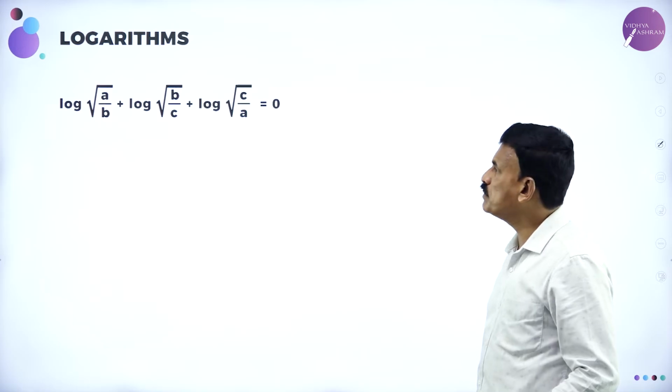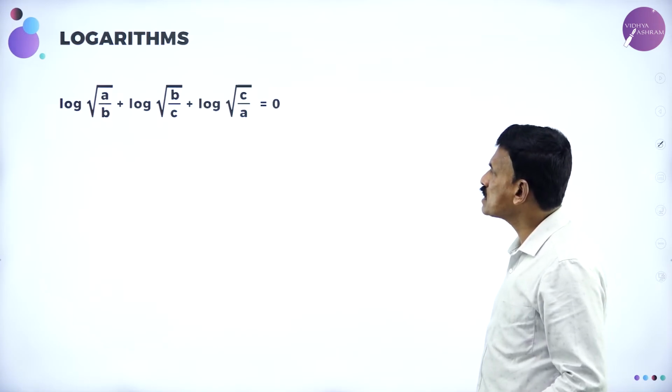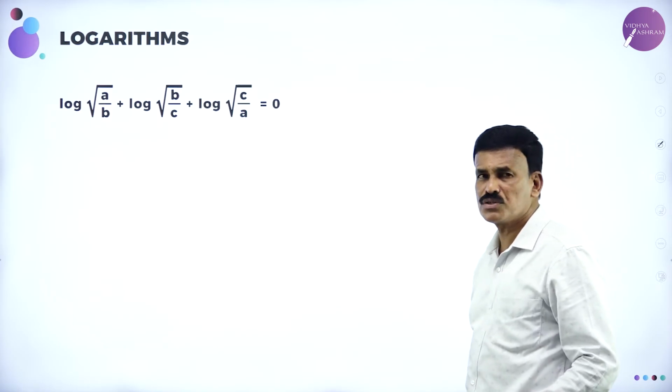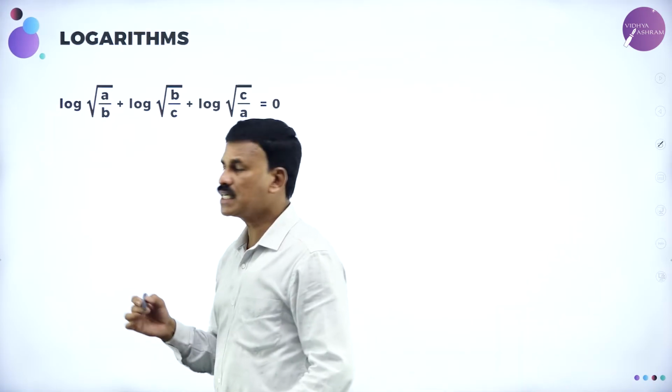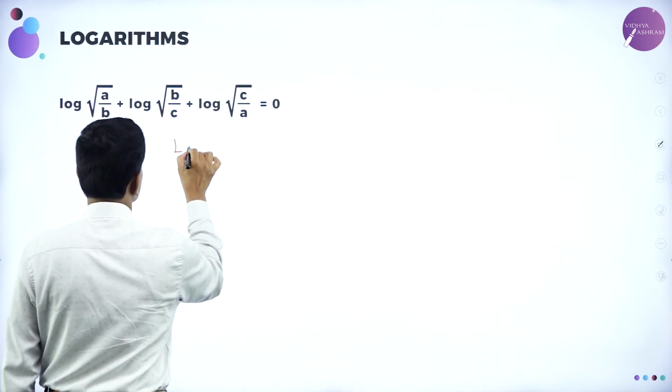Logarithm of root a by b plus logarithm of root b by c plus log root c by a is equal to 0. Okay. Let us take the LHS. Write down the LHS.